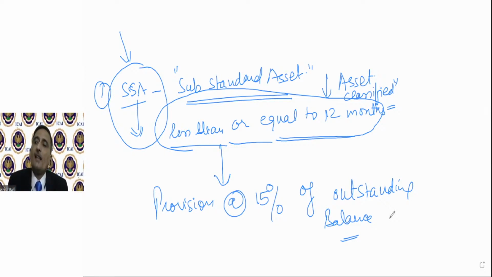What is the logic behind making this provision? The logic behind making this provision is that there is a possibility now that the party has defaulted. There is a possibility that the money lent by the bank may take a hit. So acting very prudently, RBI has prescribed that a provision of 15% of the outstanding balance be made in such cases in substandard assets. So clear, guys? Now we come to the second category.